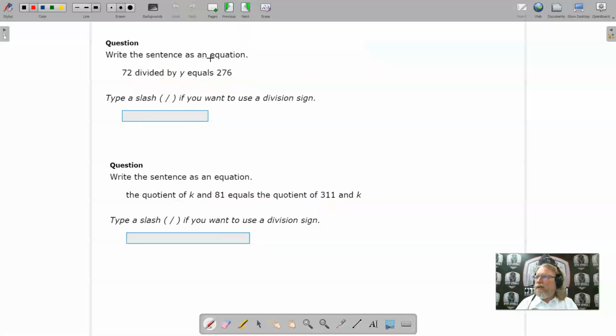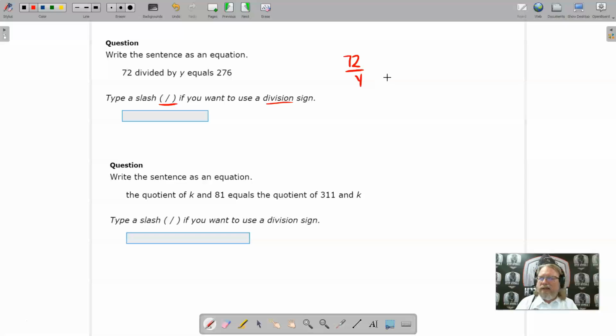Write the sentence as an equation. 72 divided by W. So if we need to divide, we're going to use this fraction symbol here. Again, it is on your keyboard. It is just to the left of the shift key that is on the right side of the keyboard. So 72 divided by y.